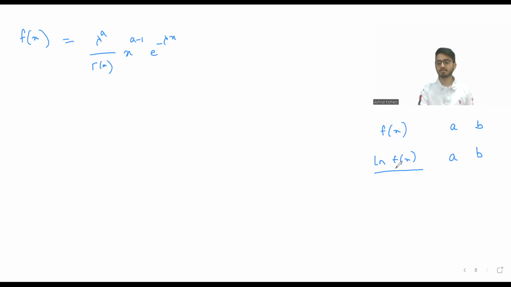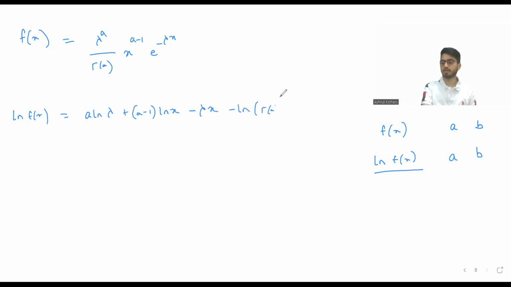So differentiating this directly might become a bit cumbersome. An easier way is to take the log of it and then perform the differentiation. So here if I take the log, my first term will be alpha ln lambda. Then I will have a term (alpha minus 1) ln x. I will have a term minus lambda x, and a term minus ln of gamma alpha.